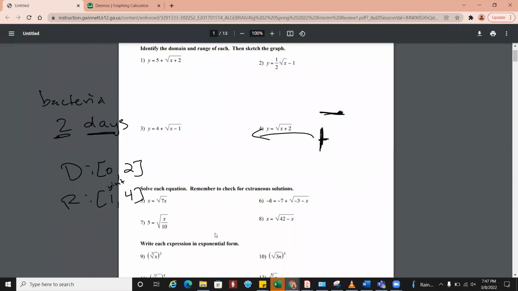Someone said 31 and 32. Faith, that's a good question. I'm getting there. 31 and 32 coming down there.